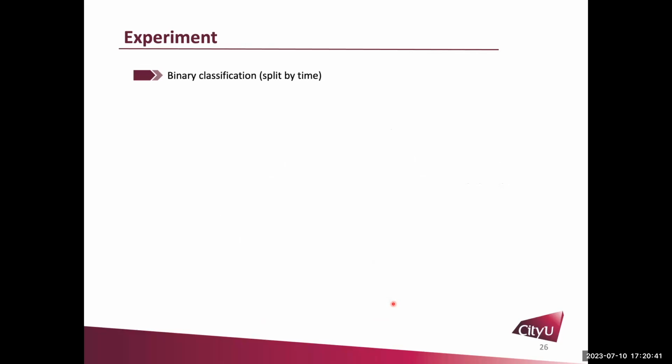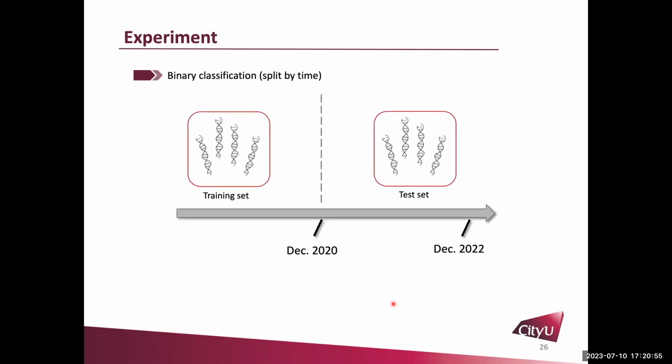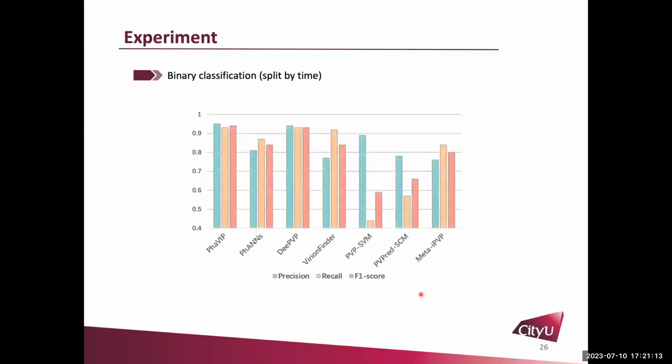In the binary classification task, we have two methods to split the dataset. The first one is split by time, which is more related to the real scenario. All the phages released before December 2020 will be used as training data, and the remaining phages will be used for testing. The results show that PhaVIP and DPVP can both achieve good performance.